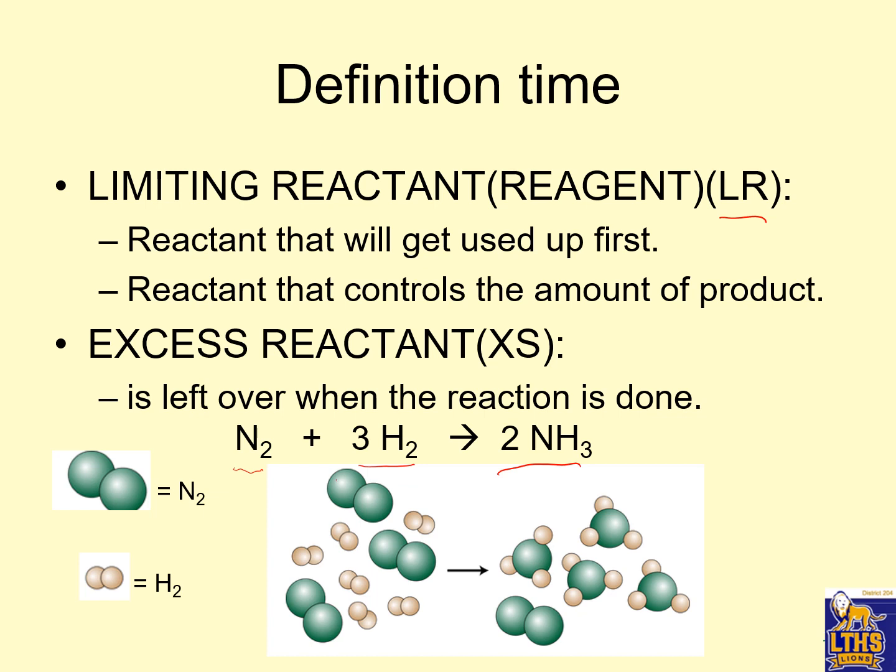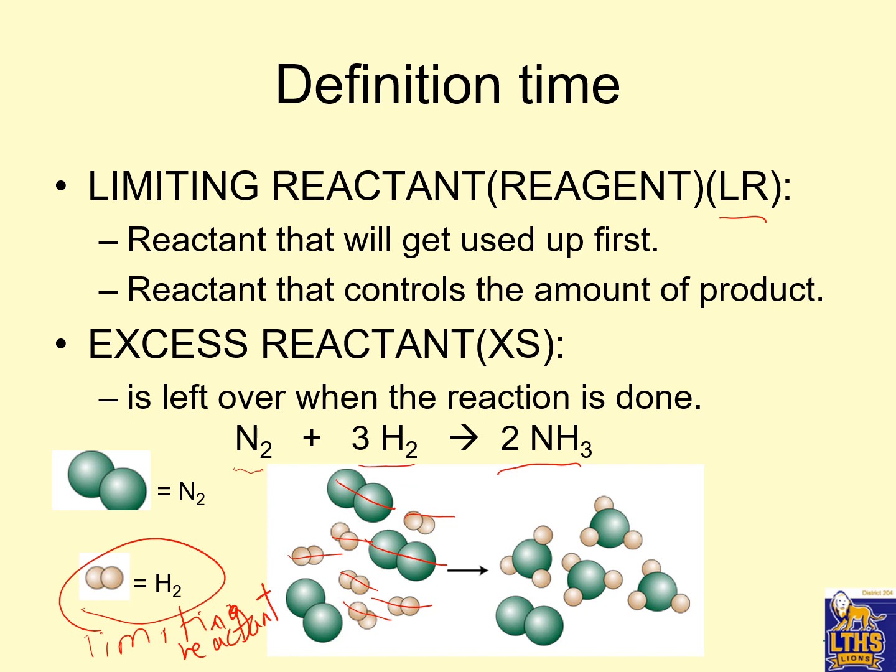Okay, so this will get used up and we'll use up 1, 2, 3 of those. So the limiting reactant is the H2 because, as you can see, all of the H2 gets used up and there's extra N2 left over.